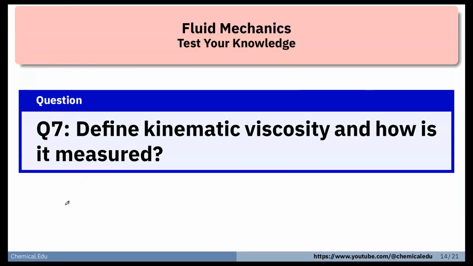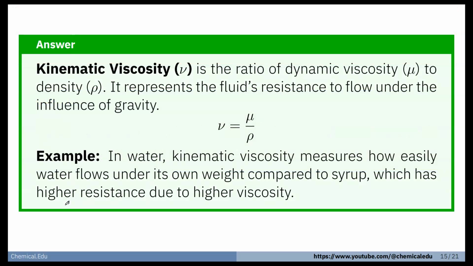Now next is define kinematic viscosity and how is it measured. Kinematic viscosity, nu, is the ratio of dynamic viscosity mu to density. It represents the fluid resistance to flow under the influence of gravity. So nu is mu by rho. In water, kinematic viscosity measures how easily water flows under its own weight compared to syrup, which has higher resistance due to higher viscosity.